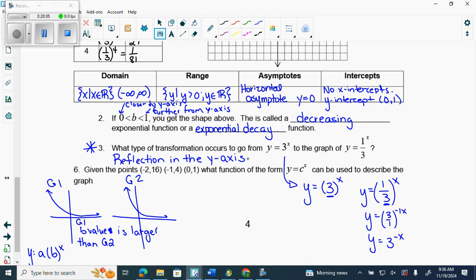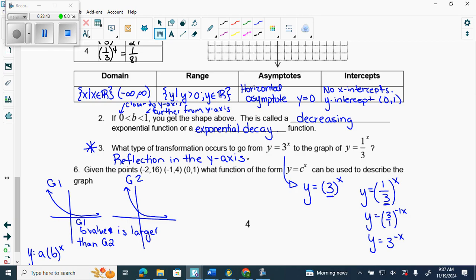Looking at 6, it says given the points (-2, 16), (-1, 4), (0, 1), what function of the form y equals c to the x can be used? We're going by 1 each time, so -2, -1, 0. The x's go up by 1 each time, and we're going from 16 to 4 to 1. What's happening? Is it growing or decaying? It's decaying. So we know that the b value has to be between 0 and 1.